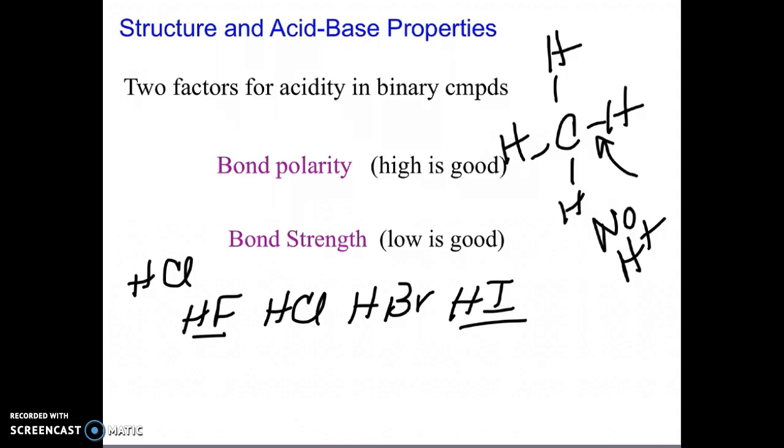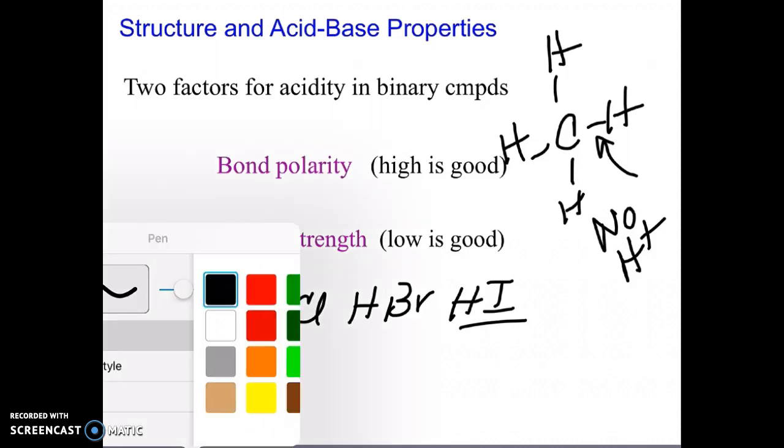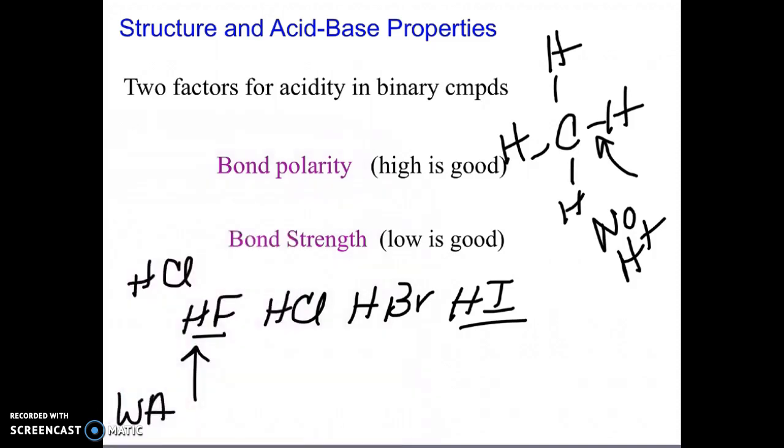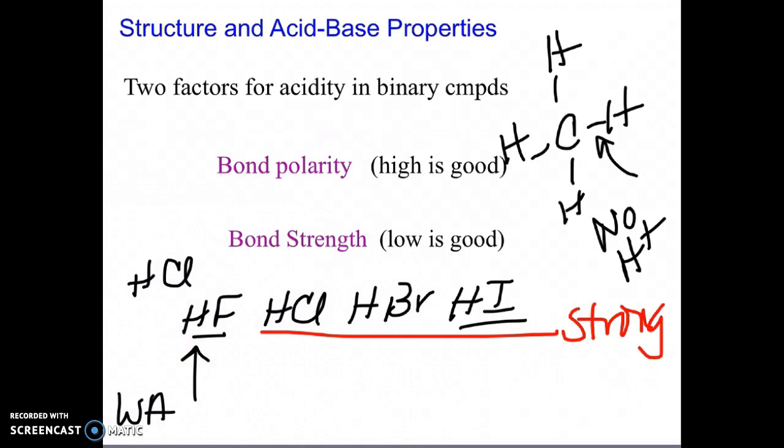What is interesting is that HF is considered to be a weak acid, and the AP board likes to talk about HF a lot as a weak acid. The rest of these are all strong acids, and you should have this memorized. You should know those strong acids. And of course, there are more than those three, but those are the three hydrohalic acids that are strong.